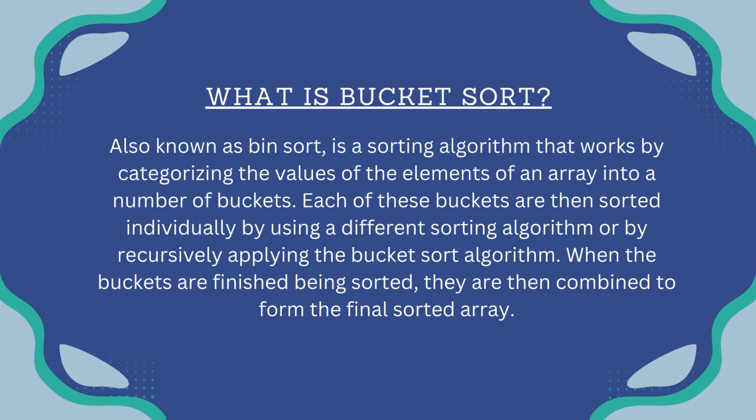So what is bucket sort? Bucket sort, also known as bin sort, is a sorting algorithm that works by dividing the elements of arrays into several buckets. Each bucket is then sorted individually using any suitable sorting algorithm. Finally, the sorted buckets are combined to form a final sorted array.